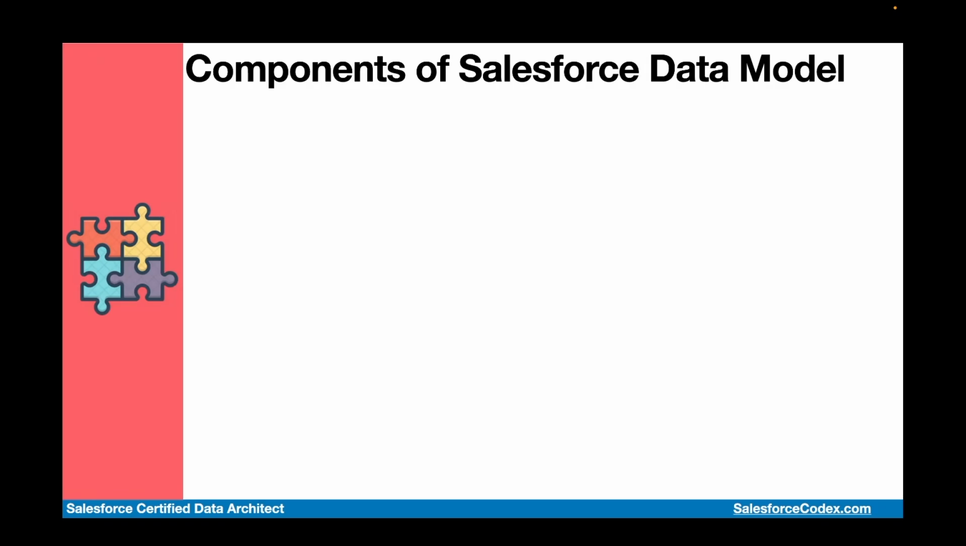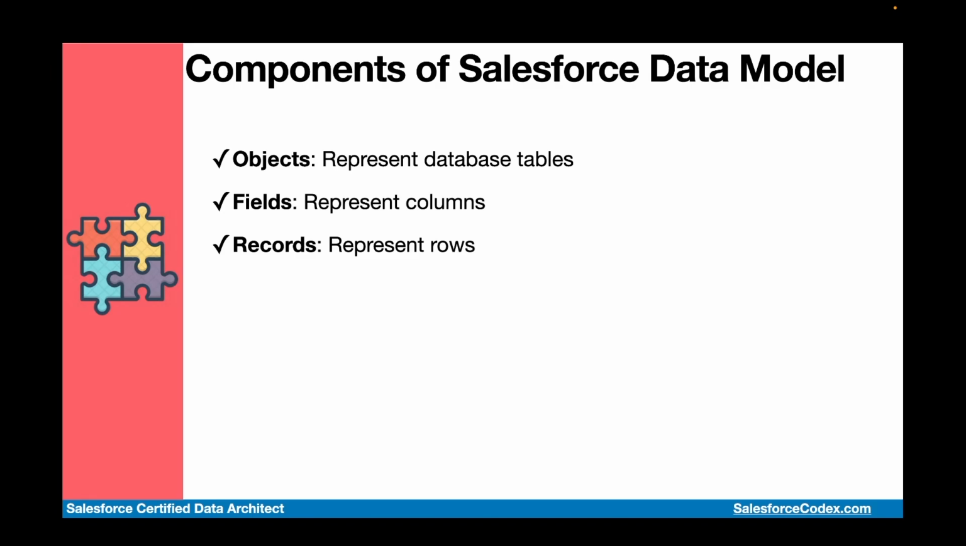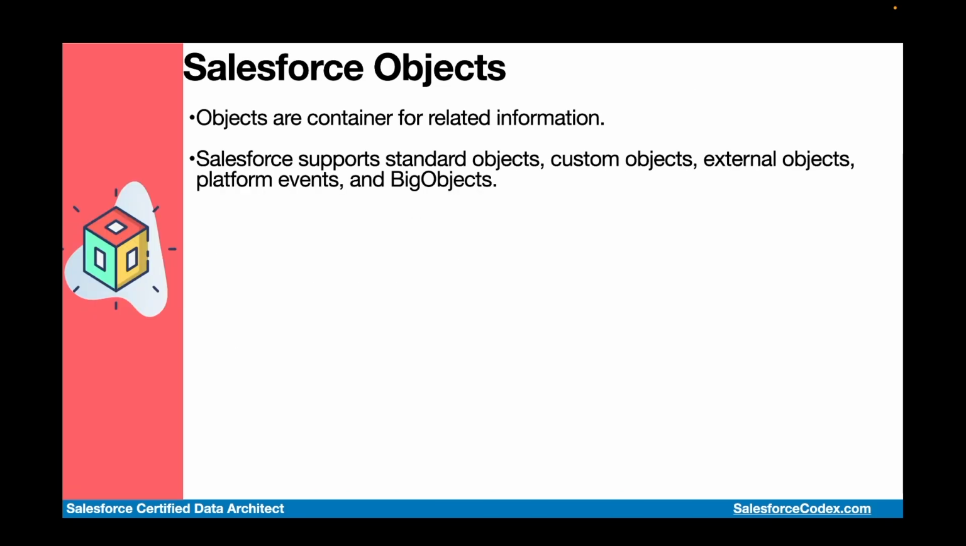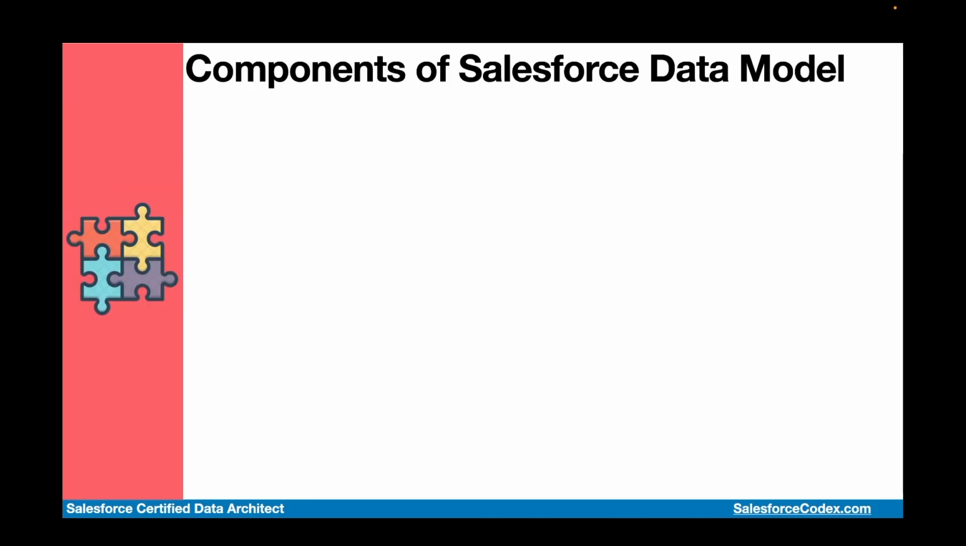Now we understand the types of data model. Let's see what the core components of the Salesforce data model are. In Salesforce, we have objects, fields, records, relationships, and record types. These are the core components. Apart from these core components, we have other components as well, like validation rules and formula fields, indexes and performance optimization tools, custom metadata settings and types, and then we can have external objects as well.